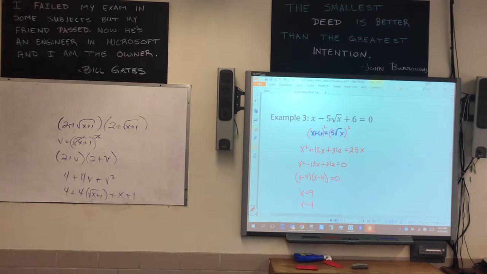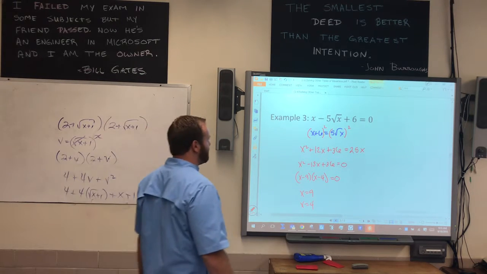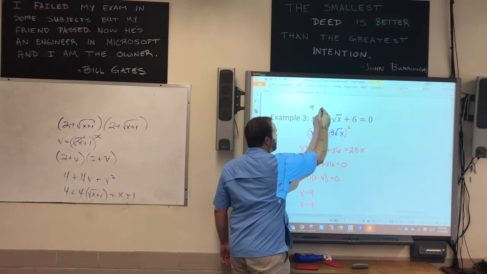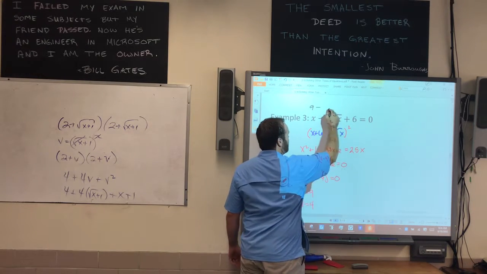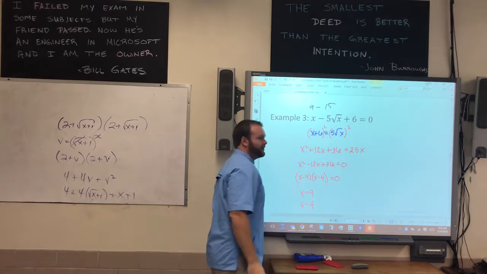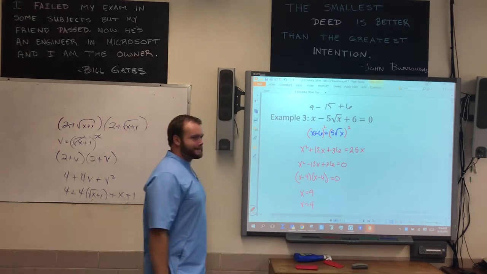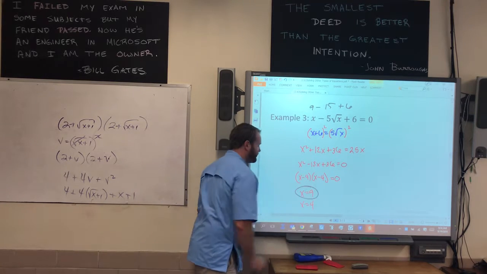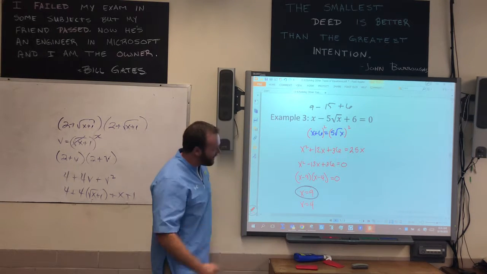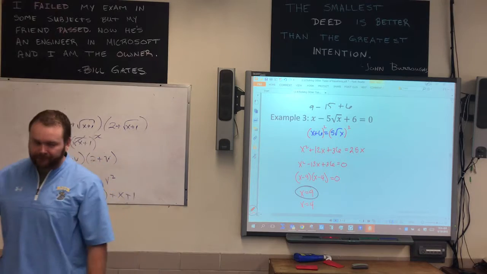So the first step is really the only thing new that we're trying to target. The thing in the blue there. I got to check myself. I'll plug my 9 back in, so I get 9 minus 5 times root 9, so that's 15, isn't it? 5 times 3. And then plus 6. Does that give me 0? Yeah, so 9 works.